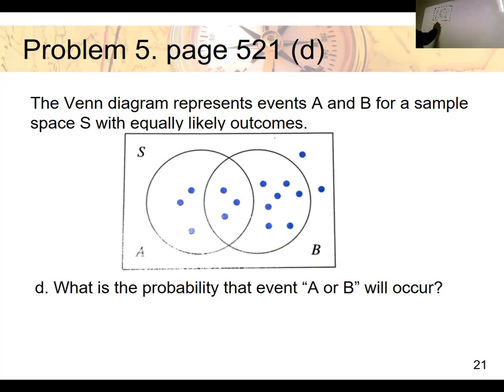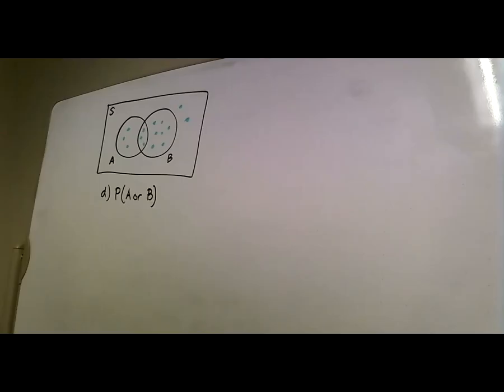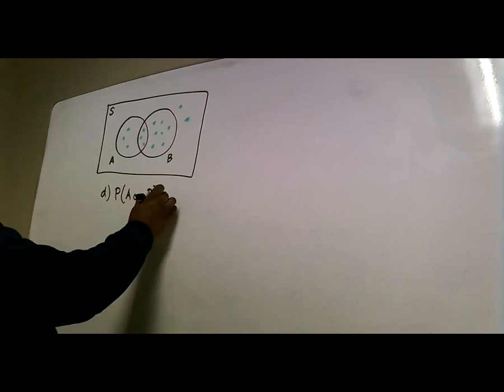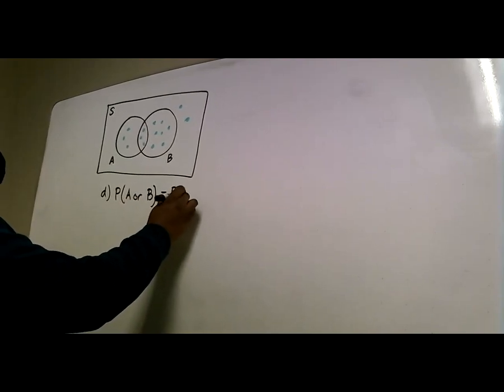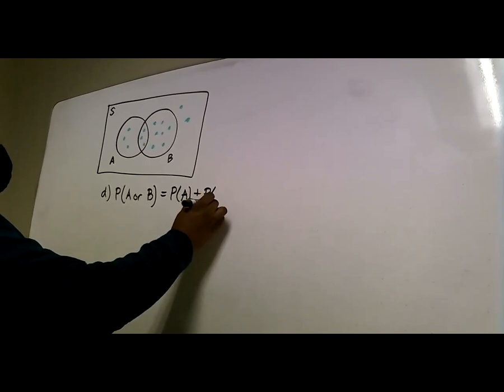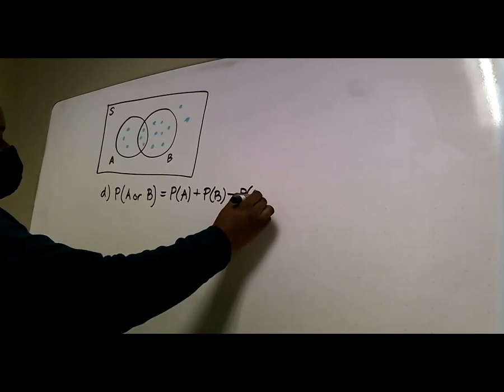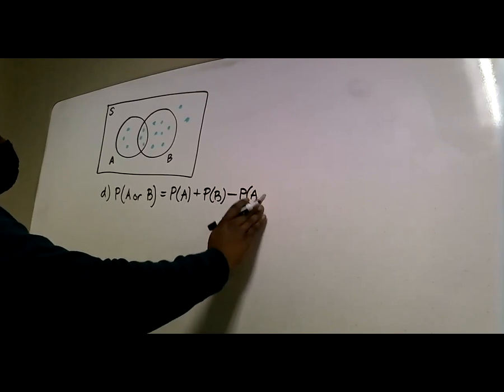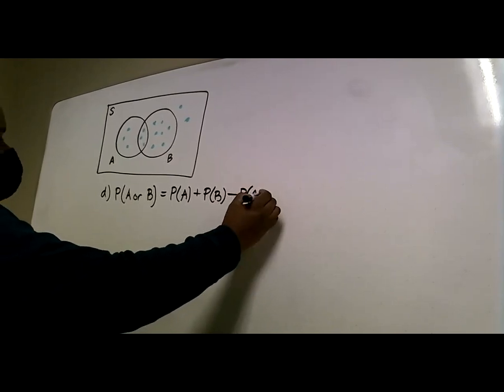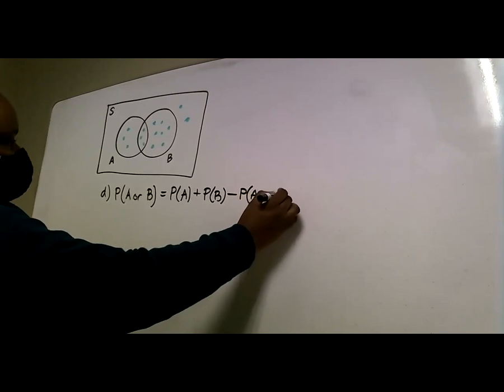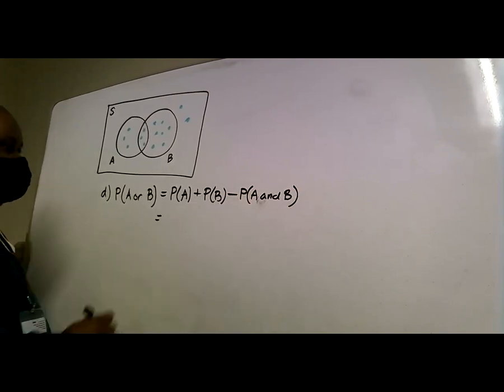So the probability of A or B, since we have something in common in A and B, we have to use the probability of A or B equaling the probability that A occurs plus the probability that B occurs, and then we have to subtract its intersection, the probability of A and B.